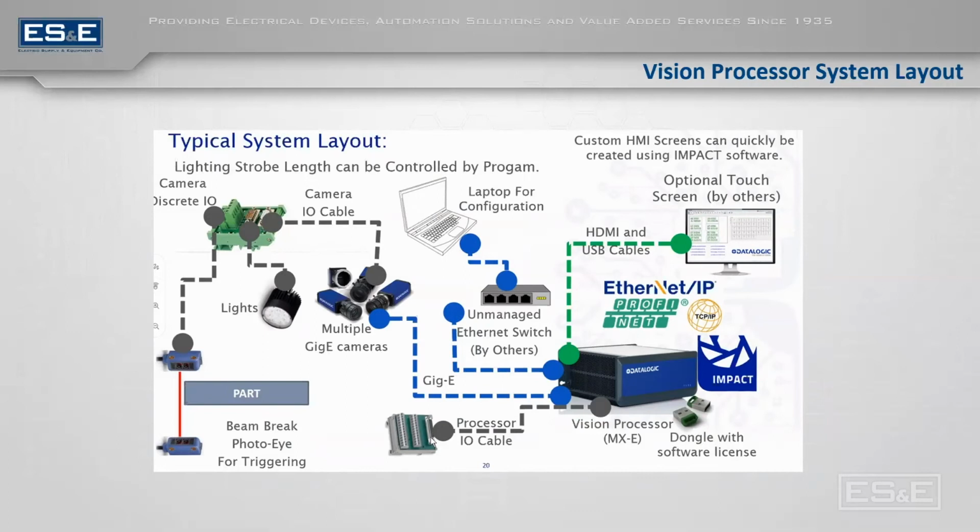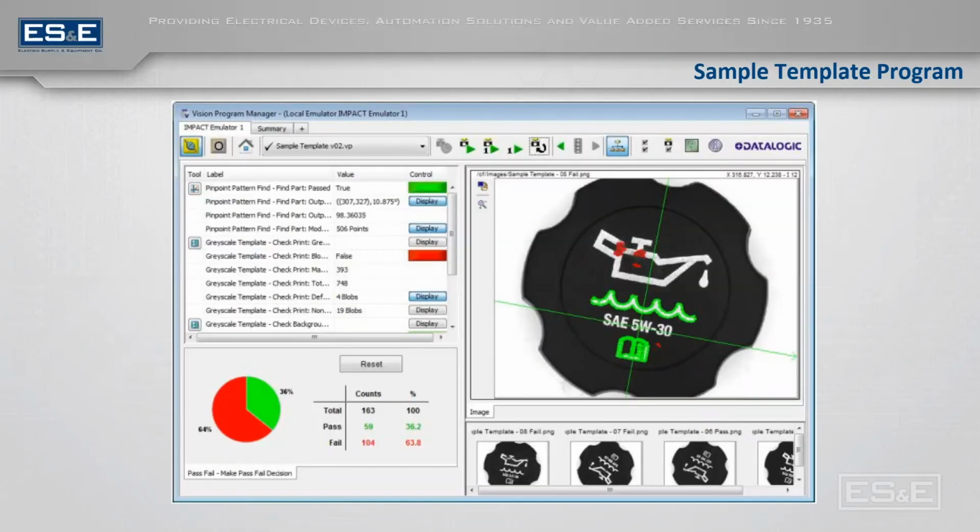DataLogic actually has a brand new processor that came out several months ago, and we can have 8 different cameras running from one vision processor. And this is the typical system layout when it comes to a vision system processor. This is what you'll see.